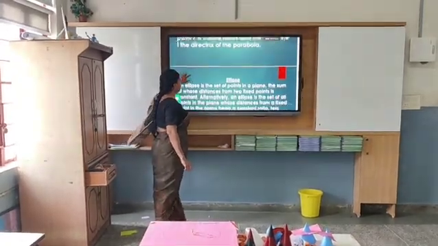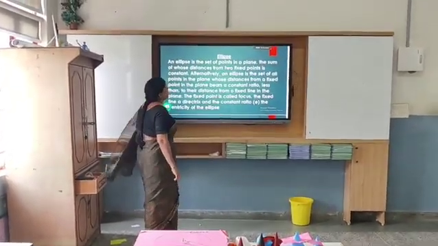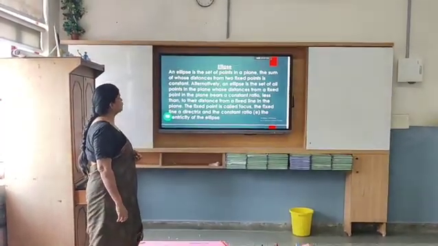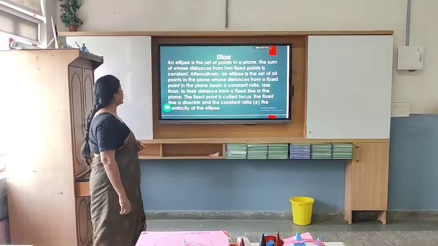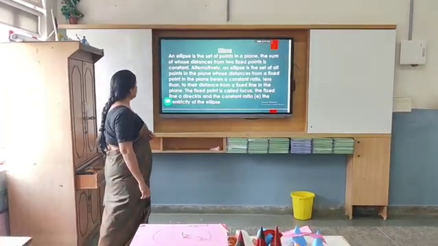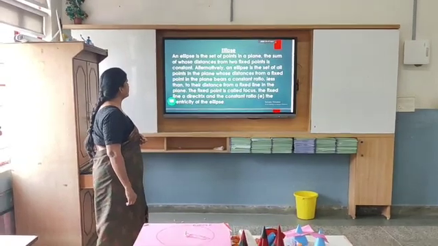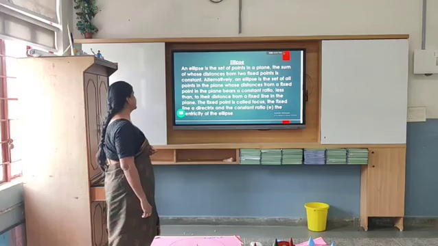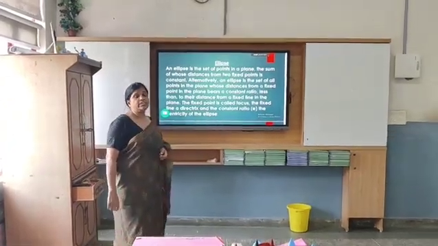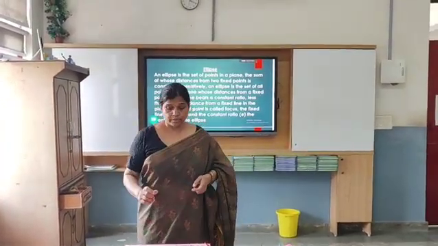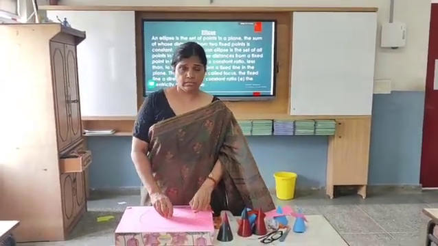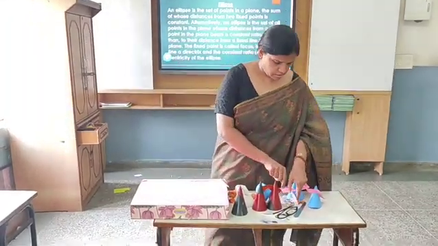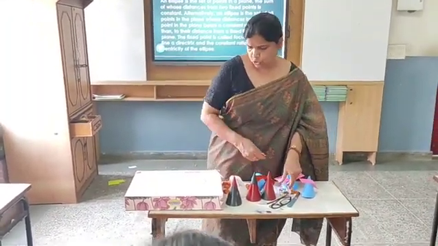Now the next shape is the ellipse. What is an ellipse? An ellipse is a set of points in a plane, the sum of whose distances from two fixed points is constant. Also, it is the set of all points in a plane whose distance from a fixed point bears a constant ratio, less than one, to their distance from a fixed line in the plane. The fixed points are referred to as the foci of the ellipse.